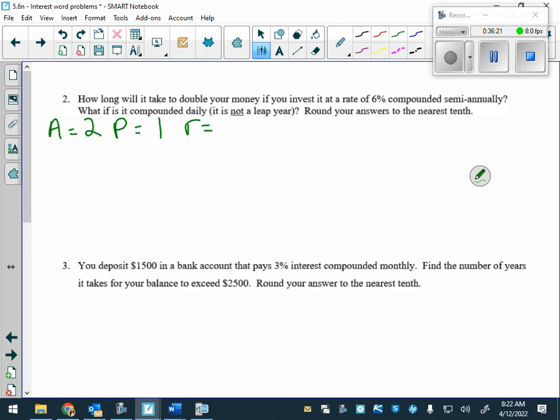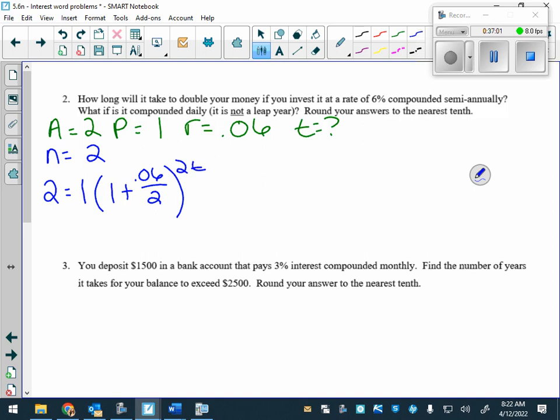Now, for the first one, first our rate for both is what? 6% as a decimal would be what? 0.06. We don't know what t is. These values will be used for both questions. So the first one, where it's semi-annually, what does n equal? Nick? 2. Okay. So we have 2 equals 1 plus 0.06 over 2, to the 2t.